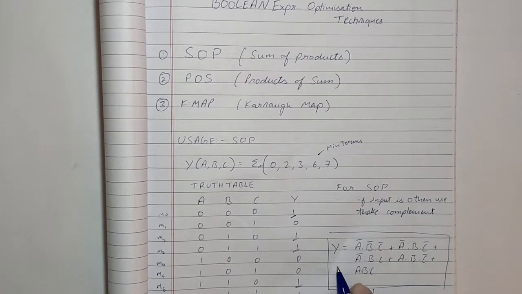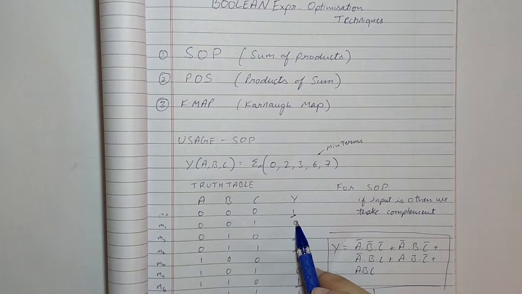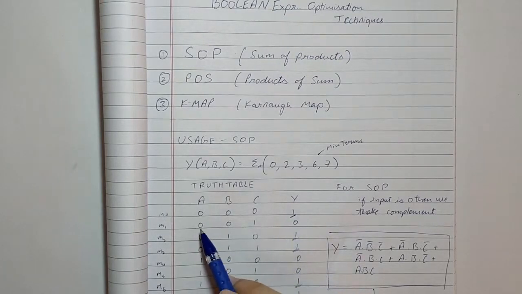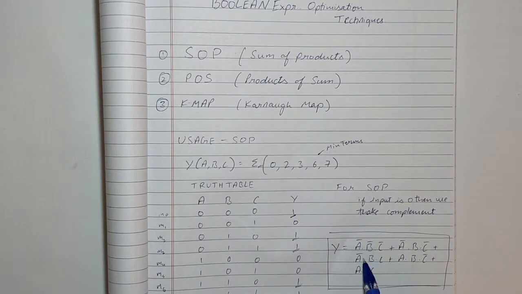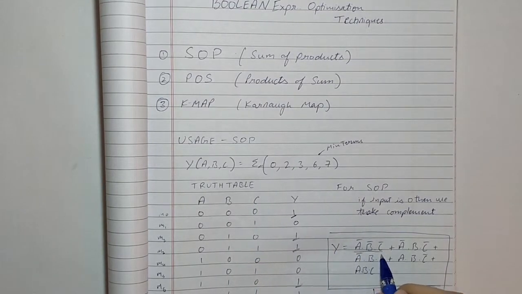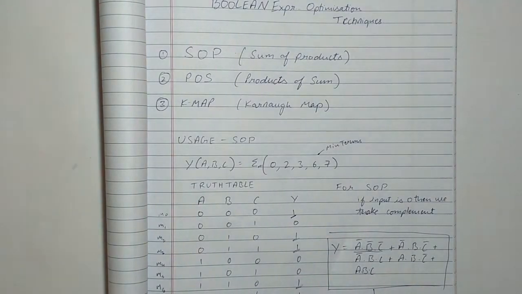Now to represent output, we can see that when m0 is high, input are A0, B0 and C0. So correspondingly we write them, and in OR gate we take A0 B C0 plus A0 B C plus A B C0 plus A B C. That's all for SOP form.